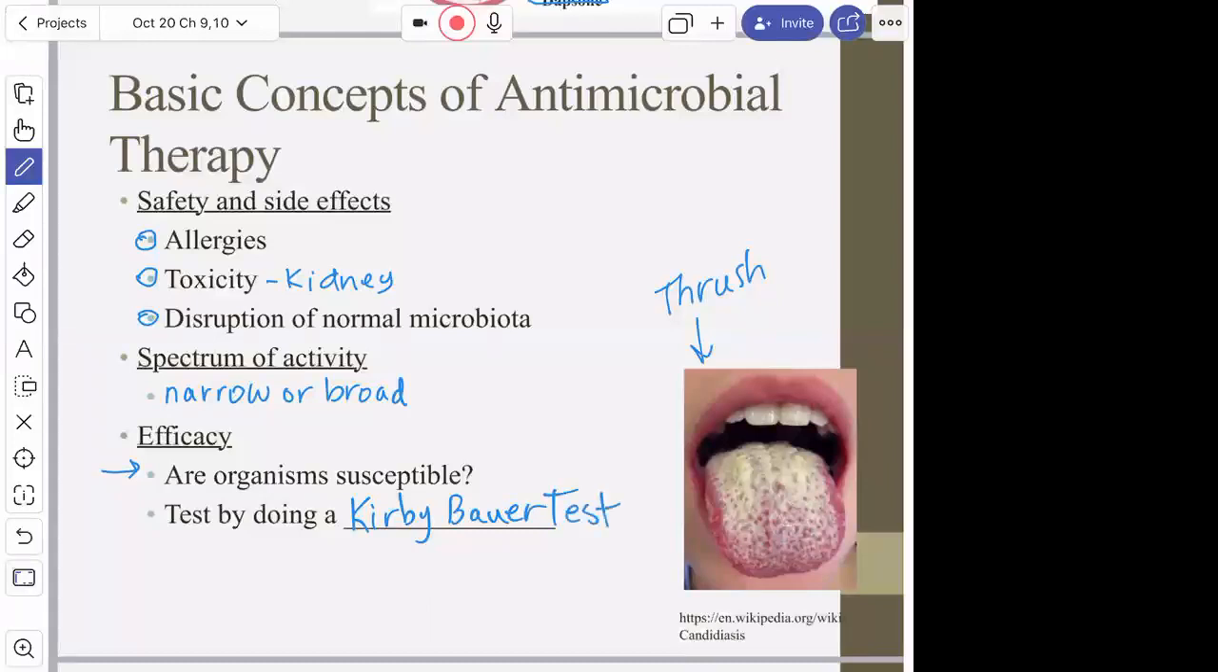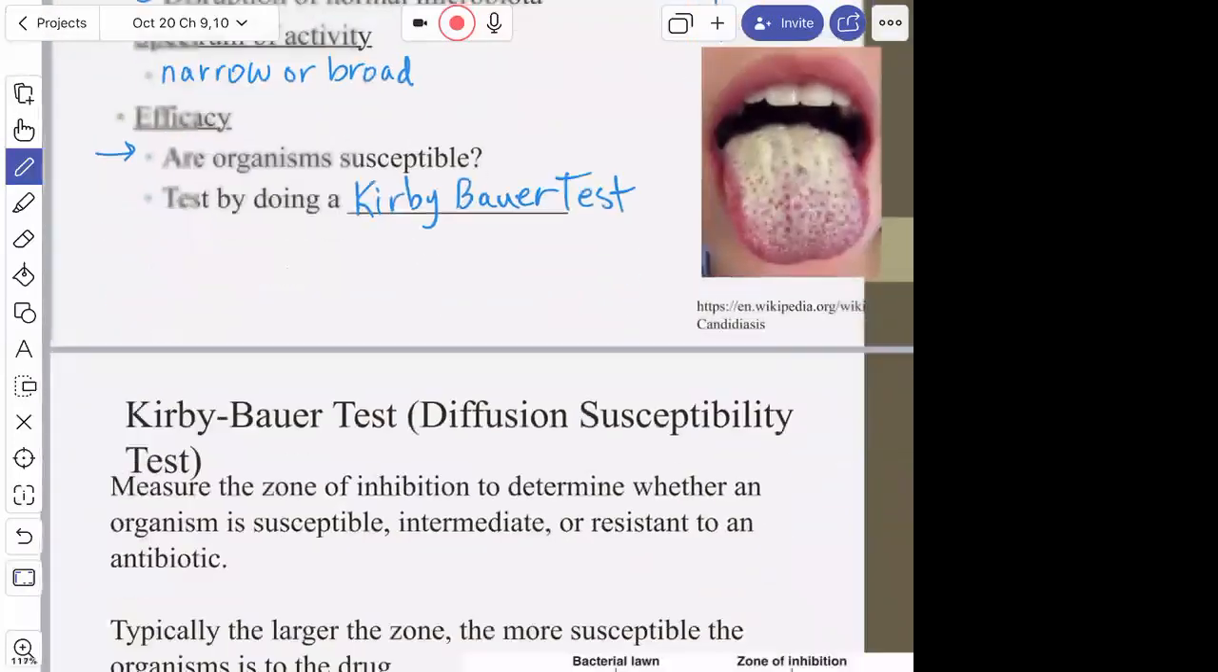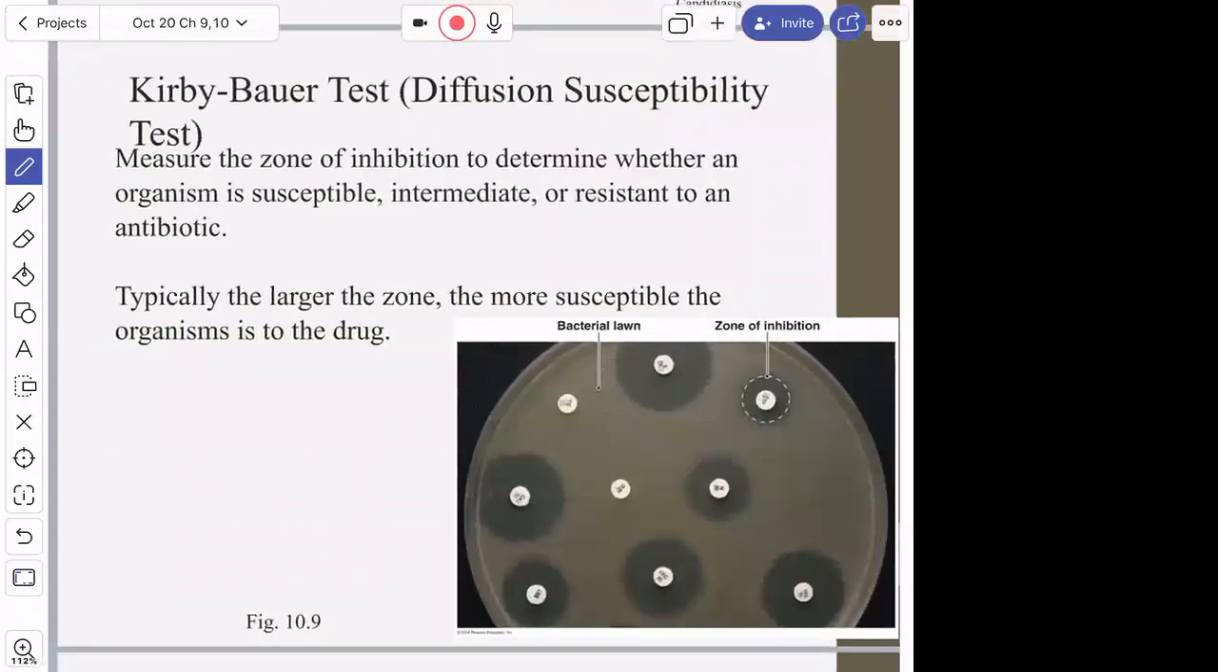Okay, so if you are in lab right now, that should look familiar, because we did that a week or two ago in lab, the Kirby-Bauer test. If you're not in lab, it looks something like this, where you make a lawn of bacteria. We use a special kind of media called Mueller-Hinton media. And then you put these discs that are impregnated with a certain known amount of antibiotic on that lawn of bacteria. And then we see how big the zone of inhibition gets.